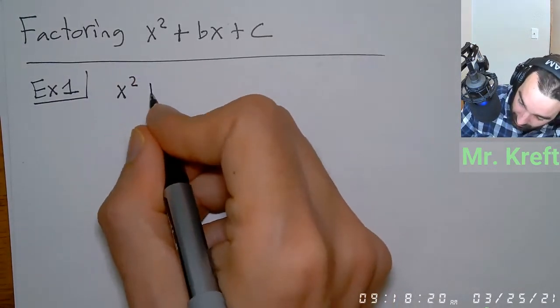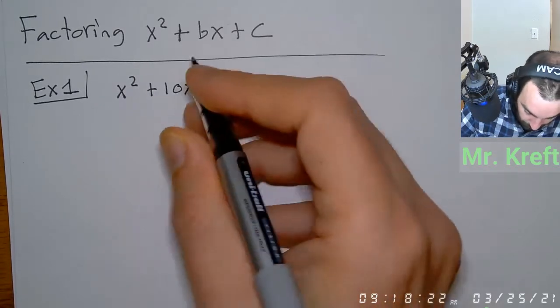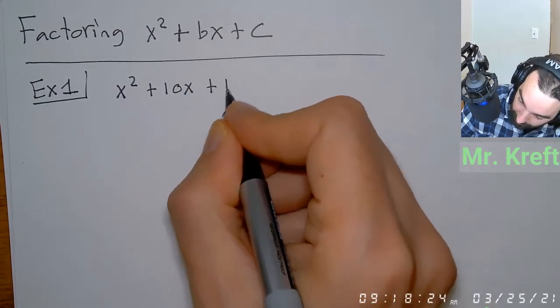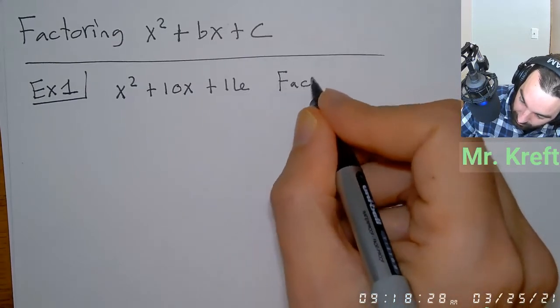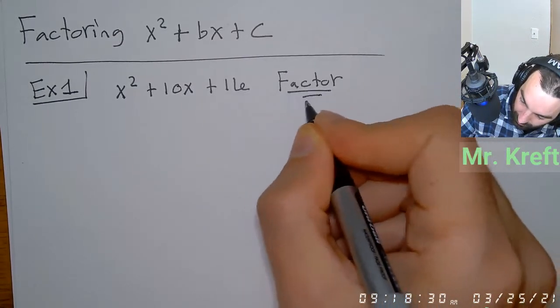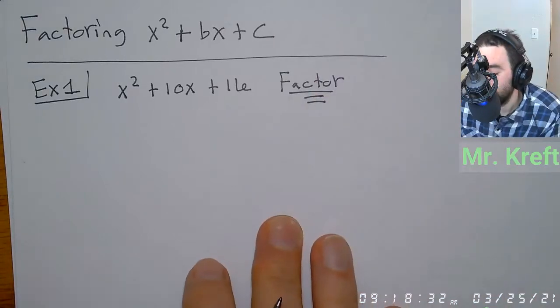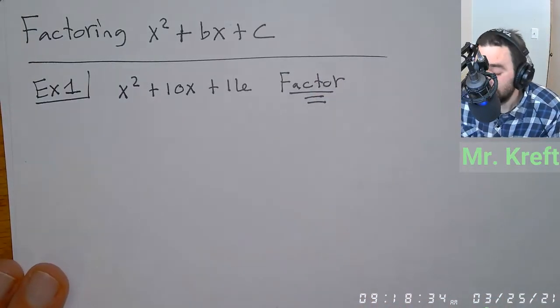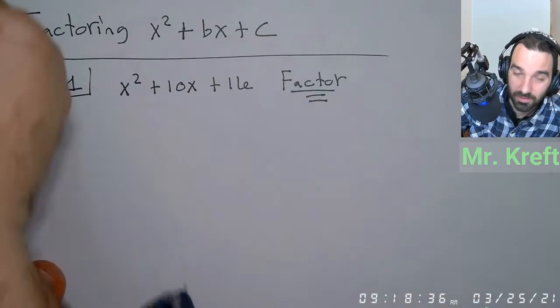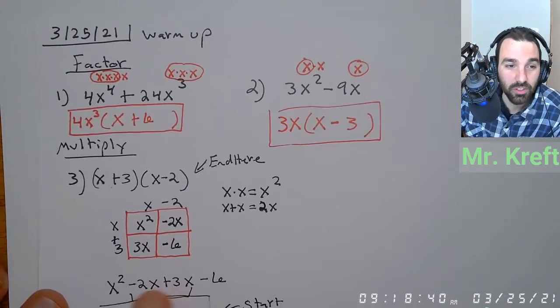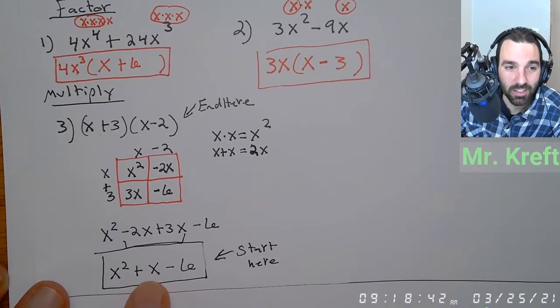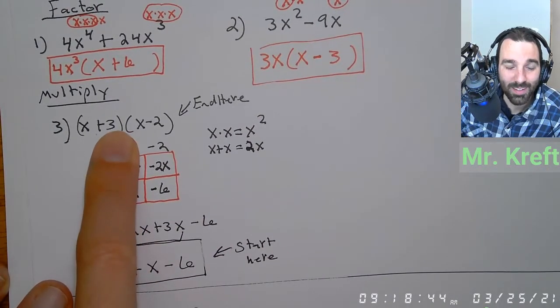So I have x squared plus 10x plus 16, and we're going to factor it. Okay. So to do this, we're going to work backwards. Remember here, we're just going to start here, and then we're going to go like that.